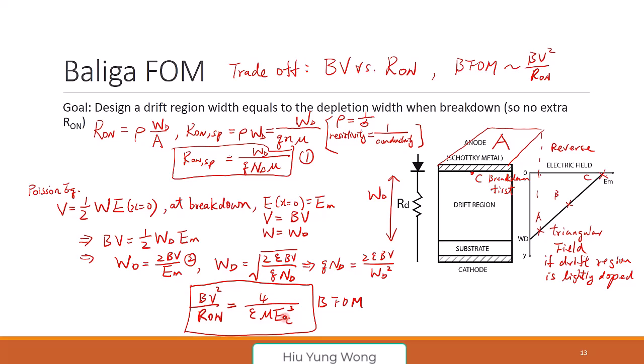Right? I know this is a little bit lengthy, but let me summarize one more time. You have a Schottky diode. We know that it's going to form a triangular electric field just by solving the Poisson equation. And our goal is to find the merits that I can use to describe how good my material is. We try to have a trade-off between BV and R on.